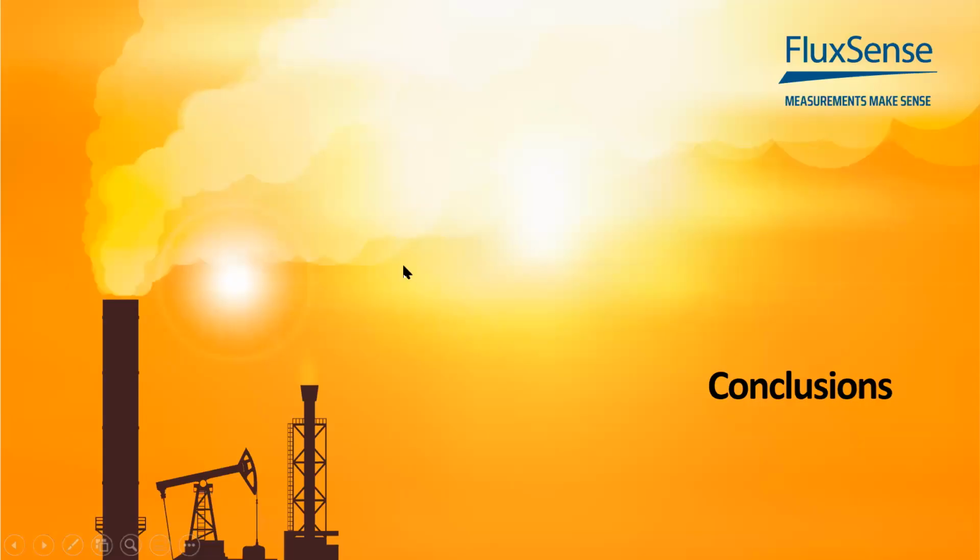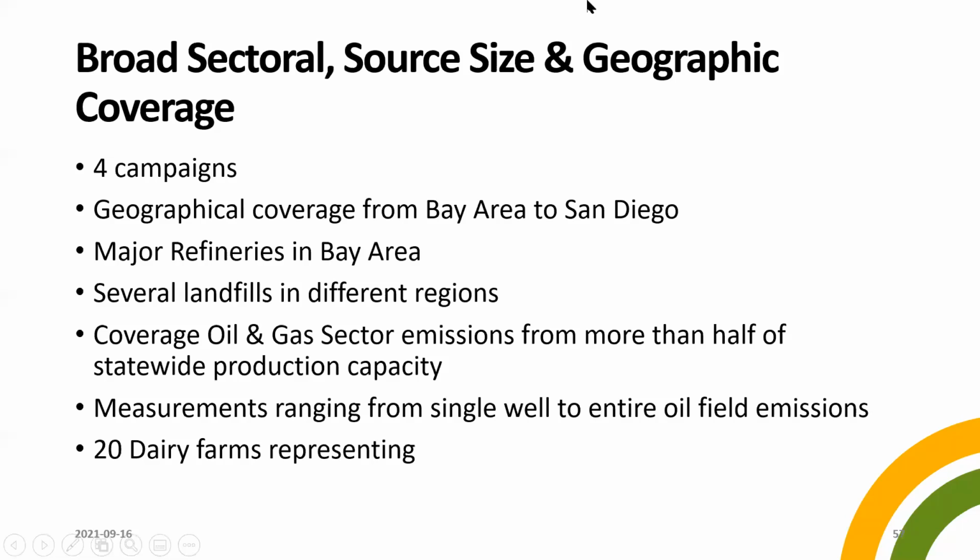Okay, so I'm now up to the conclusions. We have a big coverage in this study, geographic coverage, and also several sectors and source sizes. For campaigns, we've gone from Bay Area to San Diego. We looked at the major refineries in Bay Area. We have looked at several landfills in the region. We have been able to measure more than half of the statewide production capacity of oil and gas. And the measurements range from single well to entire oil field emissions.